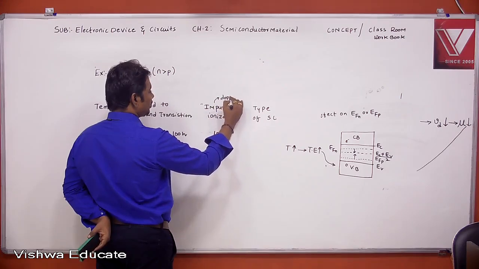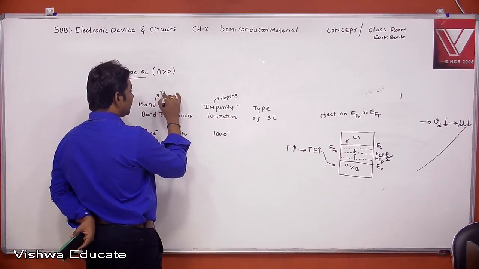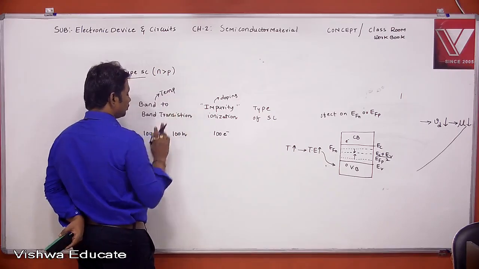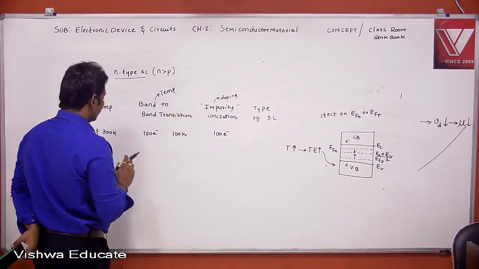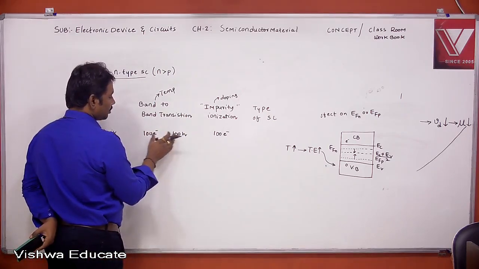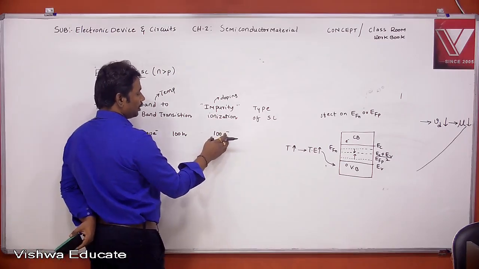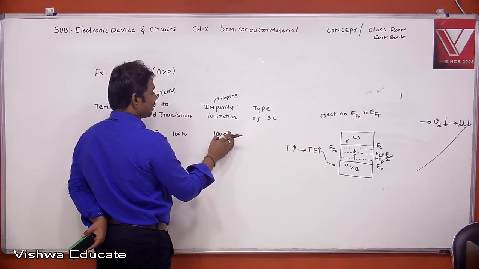It does not depend on temperature. But this band to band transition completely depends on what? Actually, temperature, right? Now at room temperature, 100 electrons will be there, as well as an equal number of 100 holes. And due to impurity ionization, 100 electrons will be present in the sample, right?